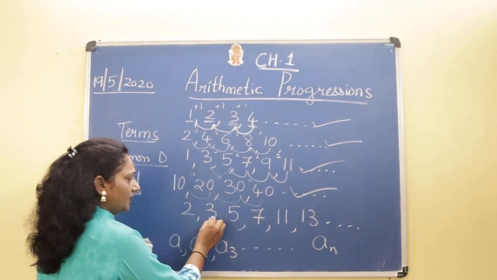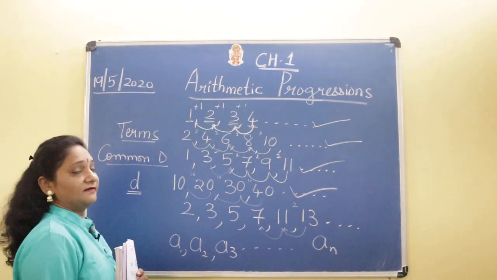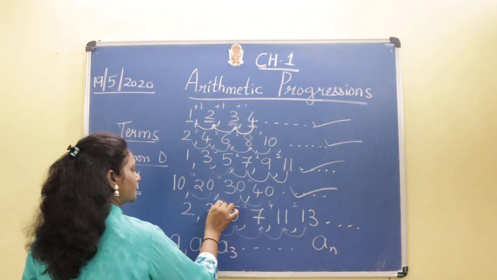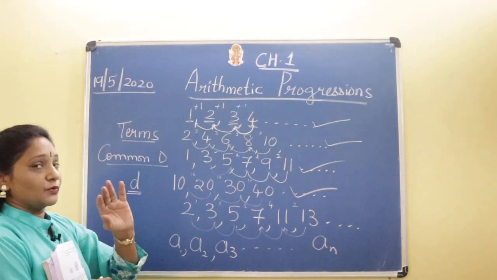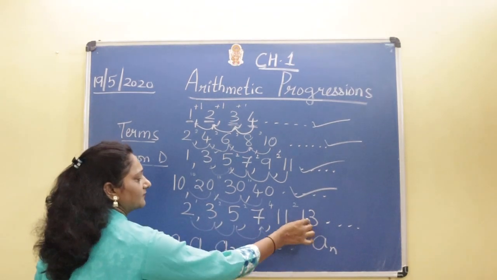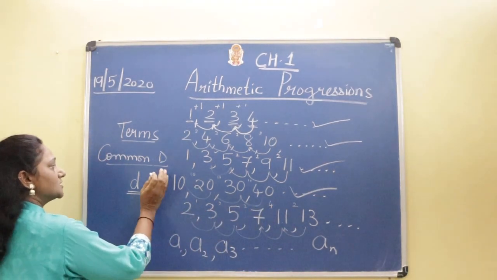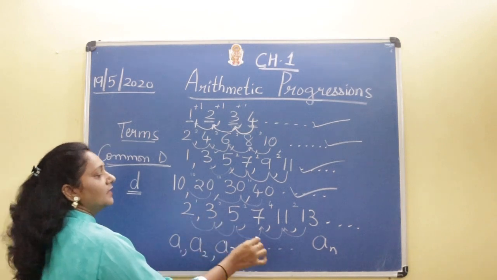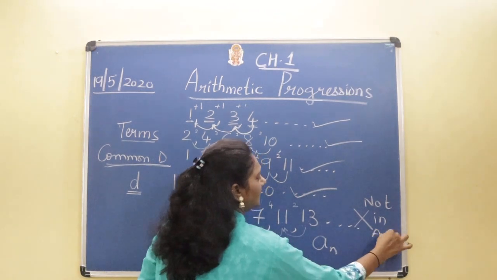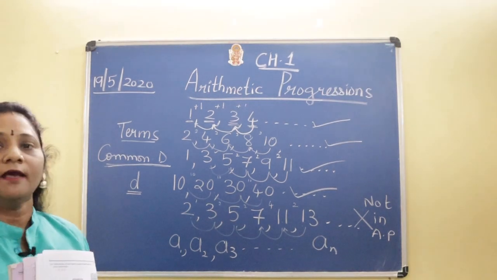Here 2, 3, 5, 7, 11, 13. 13 minus 11 is 2. 11 minus 7 is 4. 7 minus 5 is 2. 5 minus 3 is 2. 3 minus 2 is 1. So here the difference is not common, it is not constant. We do not have a constant common difference. Therefore, this set of numbers is not in arithmetic progression. The sequence is not in AP.